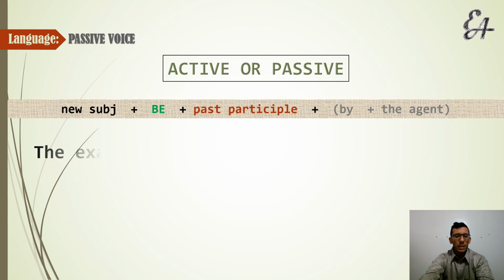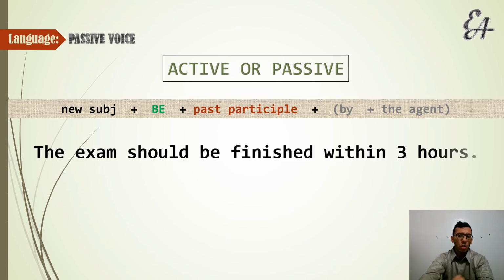So let's see this one: The exam should be finished within 3 hours. What can you see? You see the verb to be there. Is it followed by a past participle? Yes, it's there. That's good. This is passive.